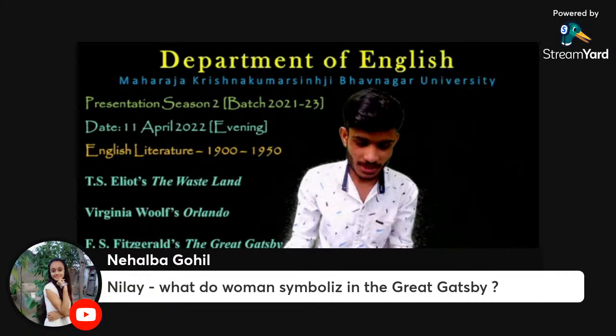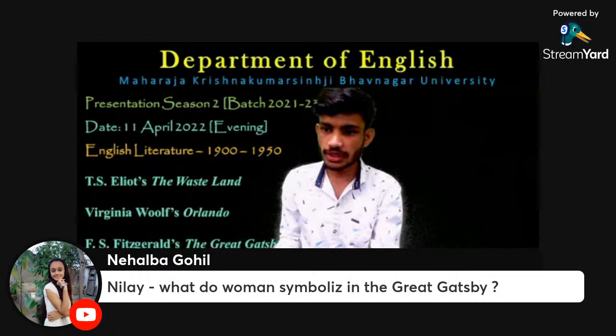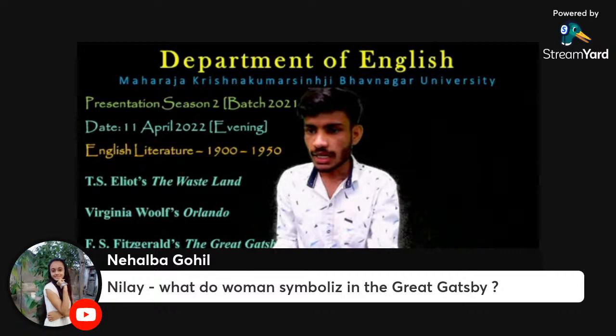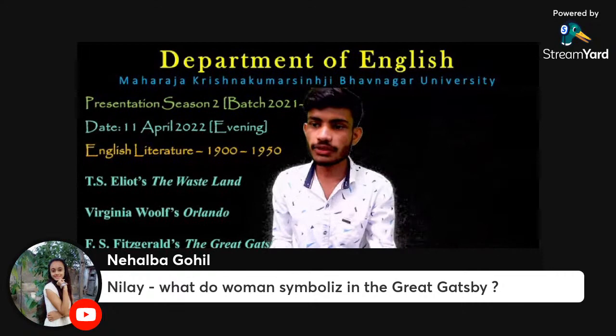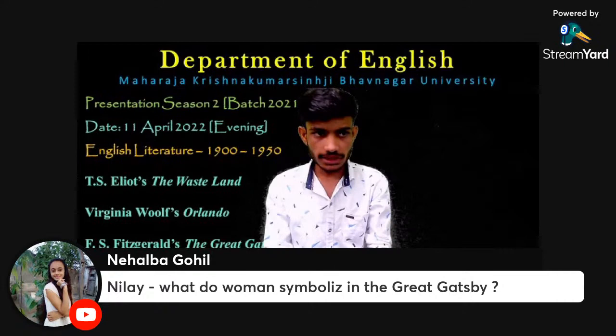So women in the novel are symbolizing the short-mindedness of women. Like Daisy, when first she was in love with Gatsby, but she married Tom, and when Gatsby again appeared, she again started loving Gatsby. And then when the final scene came, Daisy didn't choose Gatsby; instead she chose her husband Tom.